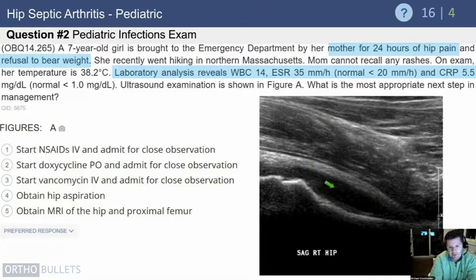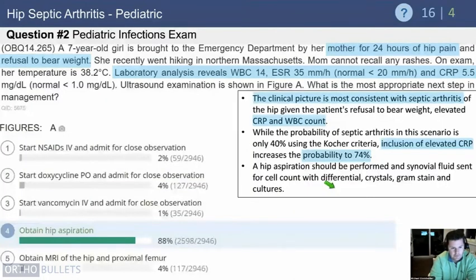Here's the ultrasound. You can see the elevation of the fluid. So you want to get an aspiration. So this patient has a risk of infection of about 74% based on the criteria present, but also has an elevated CRP, and that's really what pushes that probability up, and the aspiration is going to give you your answer.